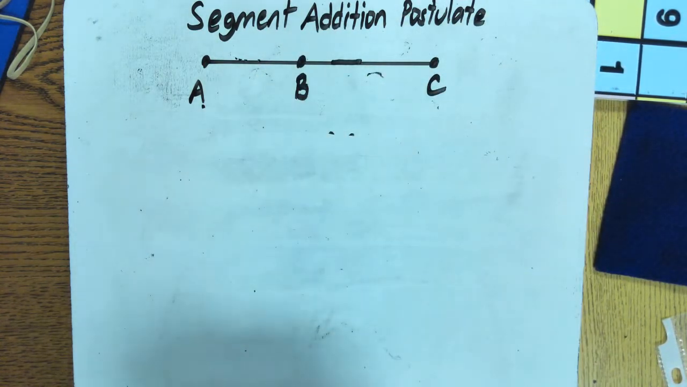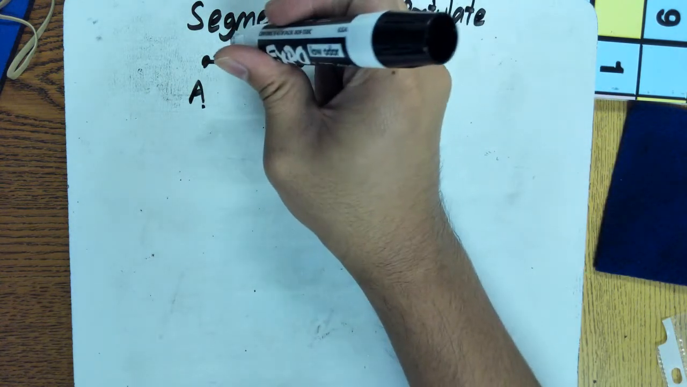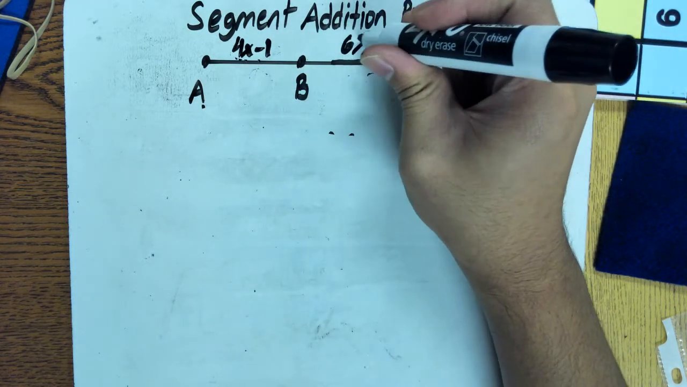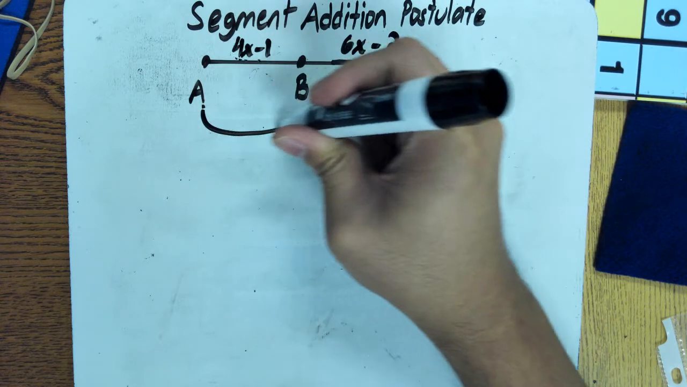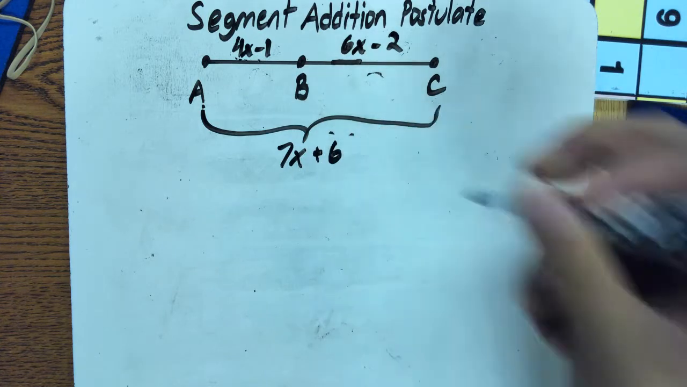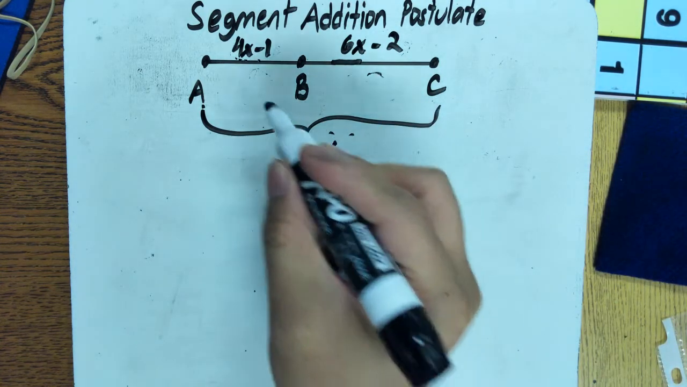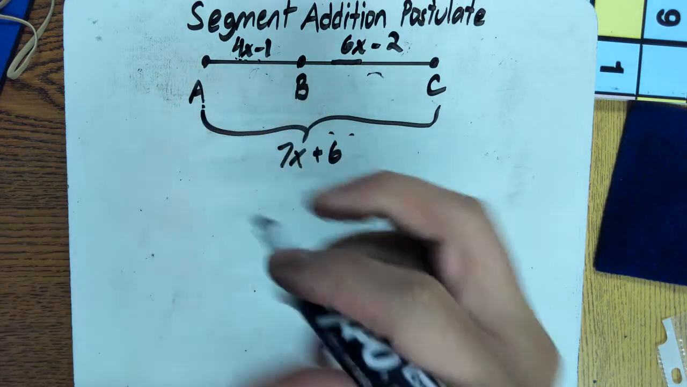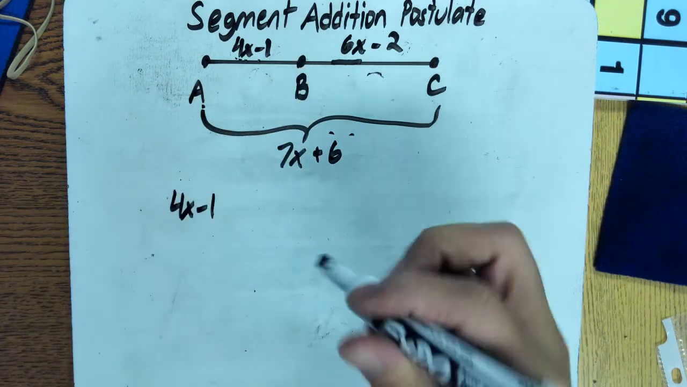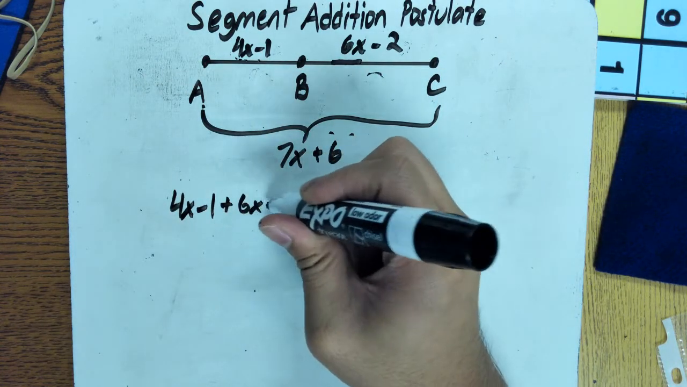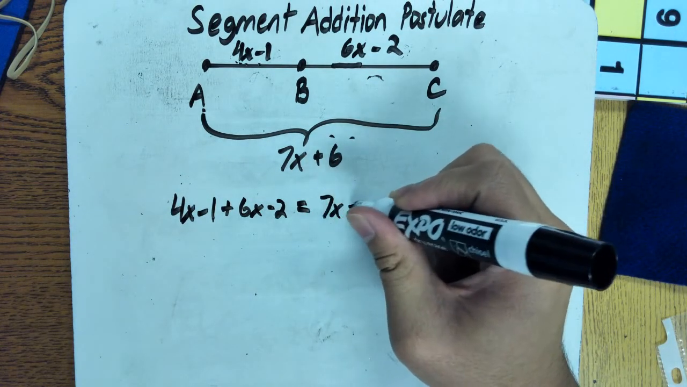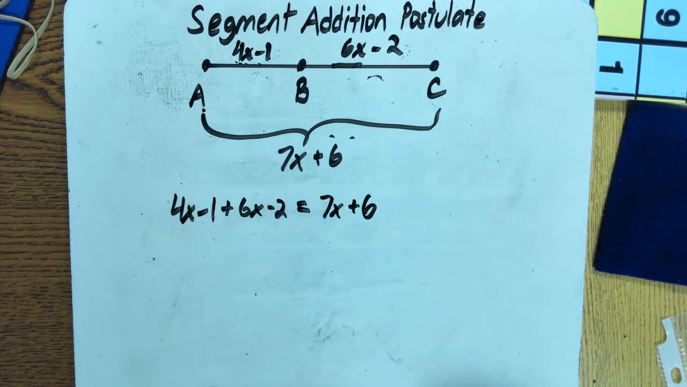So for example, if they told us that AB is 4x minus 1, BC is 6x minus 2, and then they also tell us that AC, my entire segment, is 7x plus 6. The segment addition postulate tells me that I can take the AB part, 4x minus 1, combine it with the BC part, plus 6x minus 2, and it should equal my entire segment, 7x plus 6.